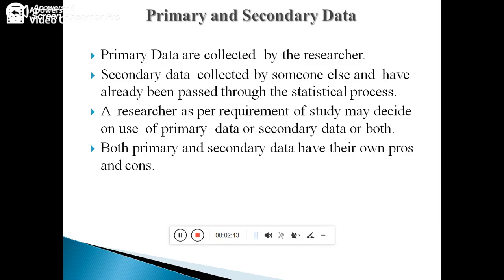So a researcher, depending on the requirements of the study, may decide on the use of primary data or secondary data or both. Both primary and secondary data have their own pros and cons. So it's up to the research problem which type of data is used.